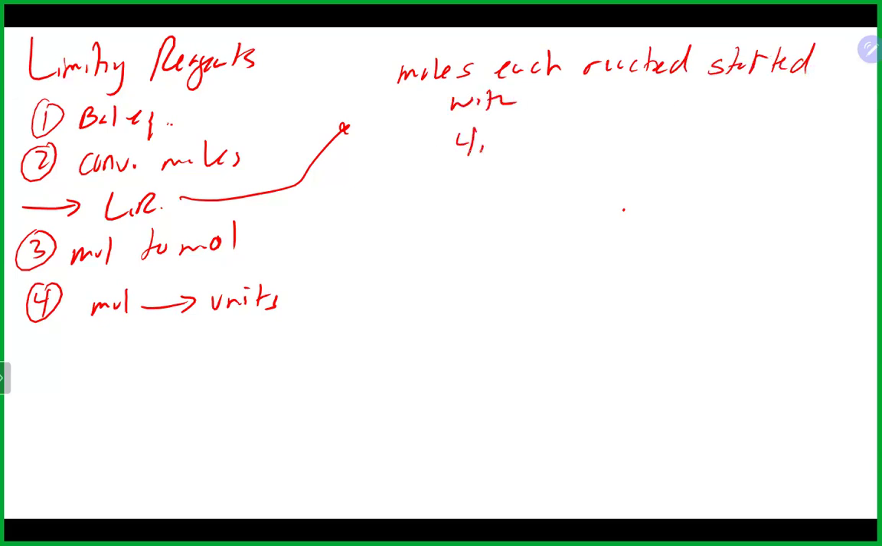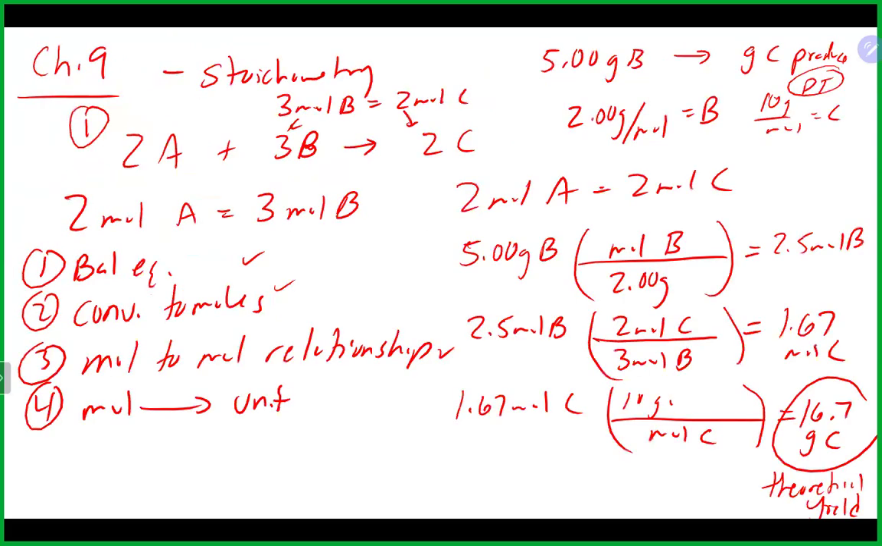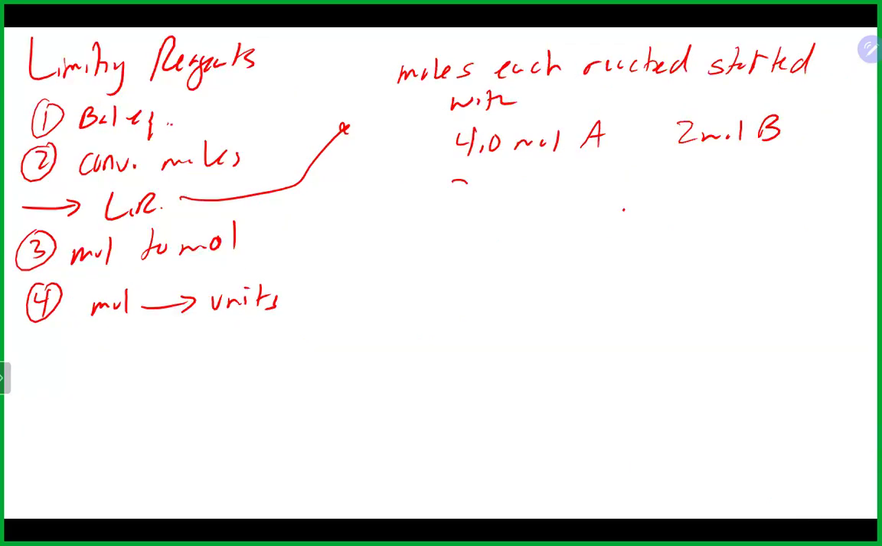So let's just say we had 4 moles of A and 2 moles of B. And what we want to do is just a calculation. We'll use this equation here, which was 2, 3, and 2: 2A plus 3B goes to 2C.